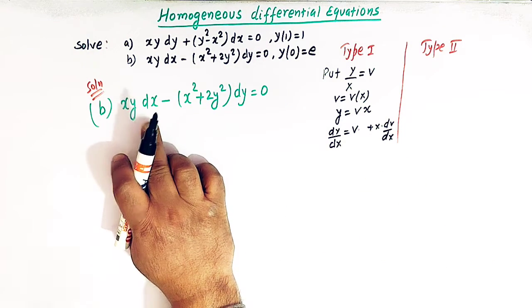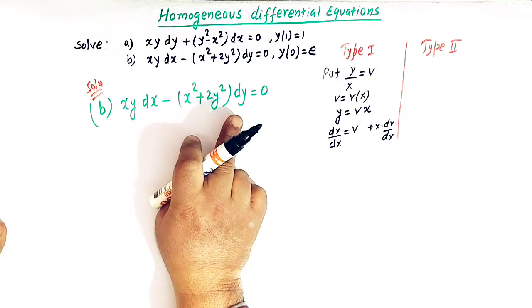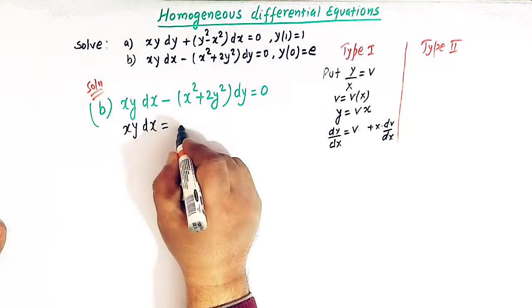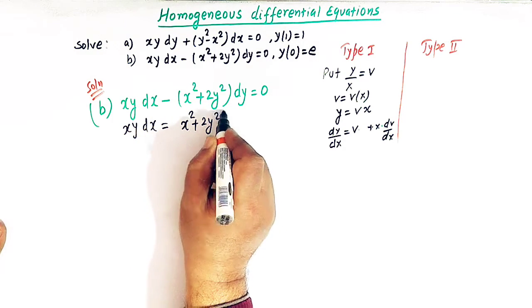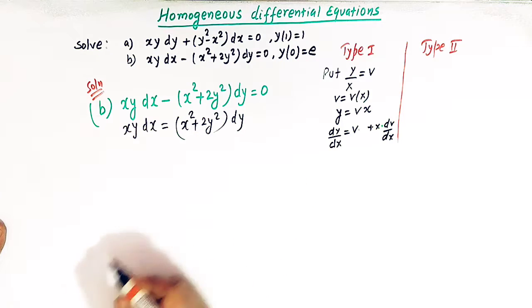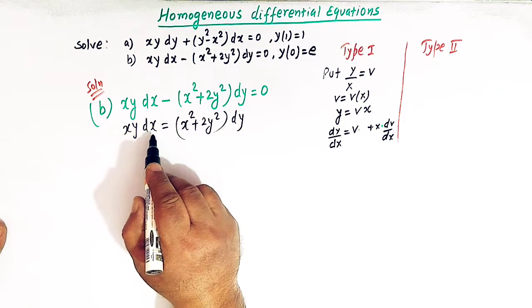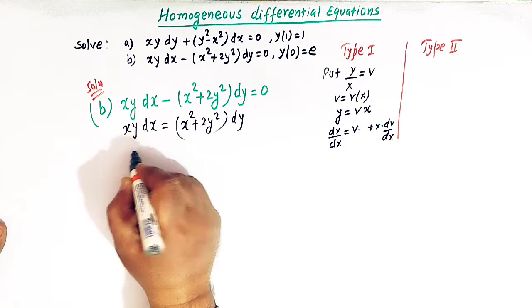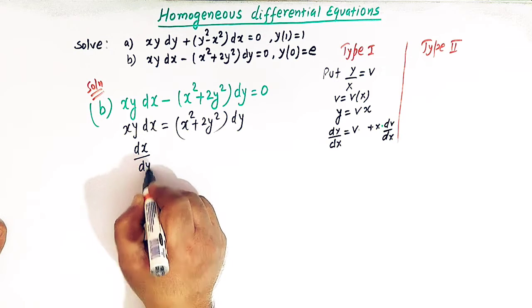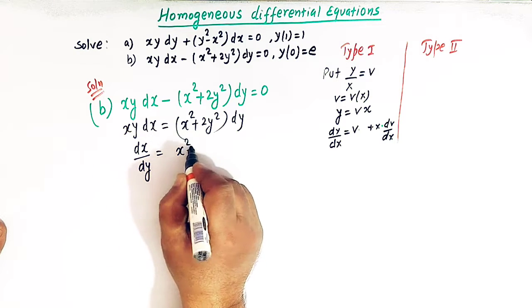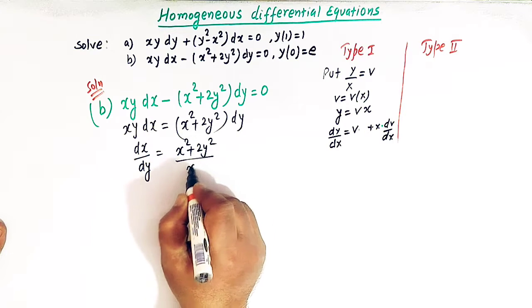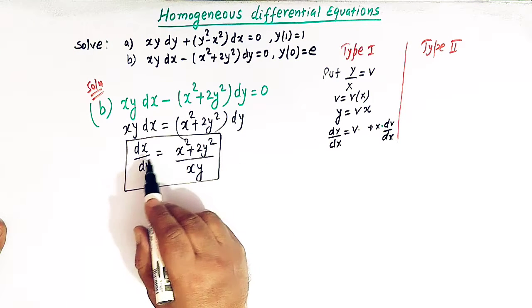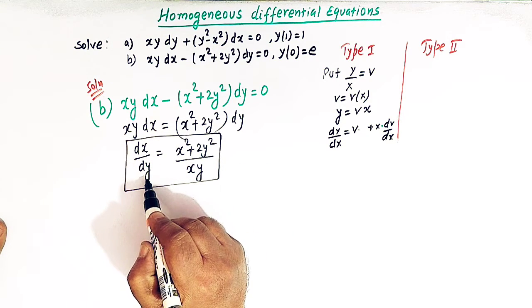So now here what we will do, we will again first of all rearrange the terms. So we have xy dx is equal to x square plus 2y square dy, right? Now let us form an expression in terms of dx over dy. So taking dy to the denominator of dx, we have dx over dy is equal to x square plus 2y square over xy, right?